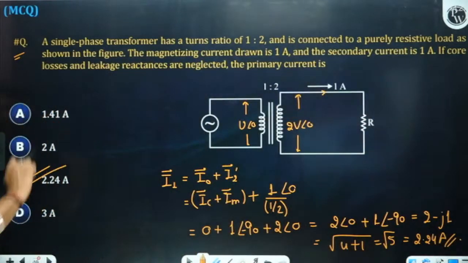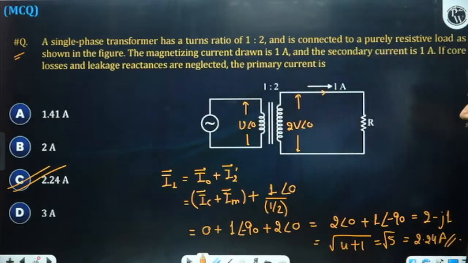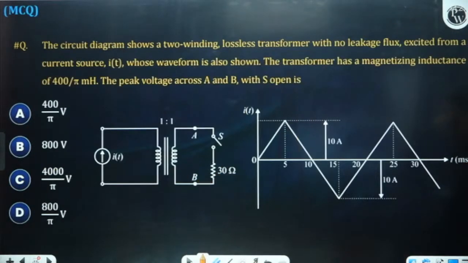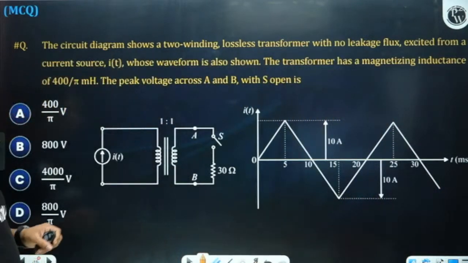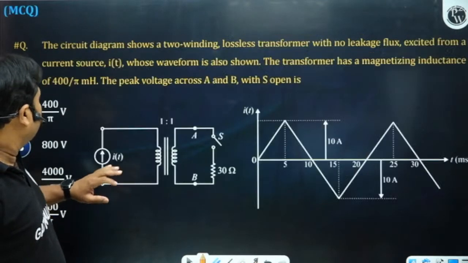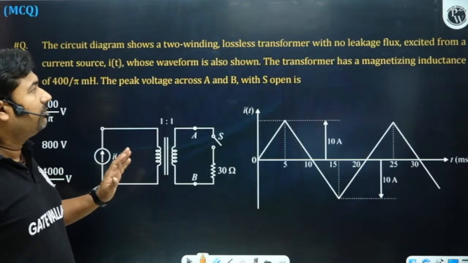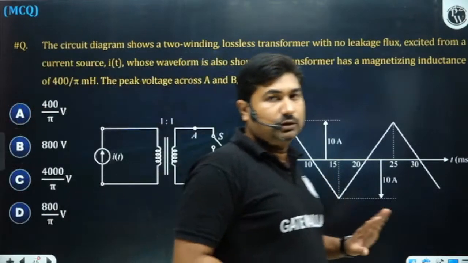Hoping all of you are able to understand this question perfectly. Great, sir. Let's talk about one more question. It's based upon the current transformer. Basically, it's a common data question. So there are two parts of this question. Only one part is here. We will talk about both of the parts.